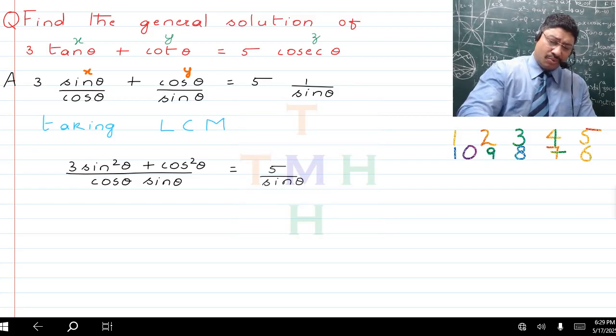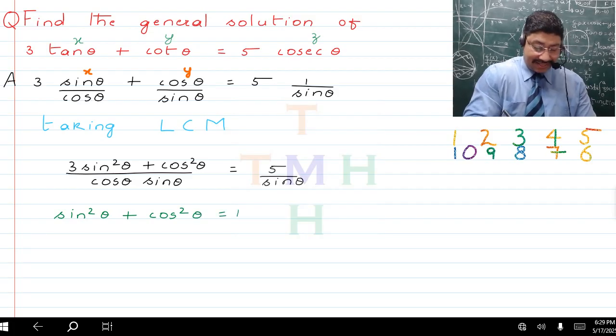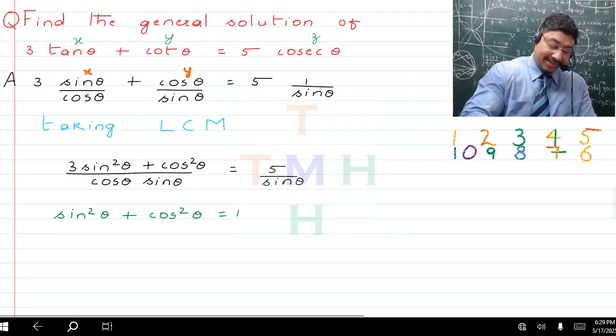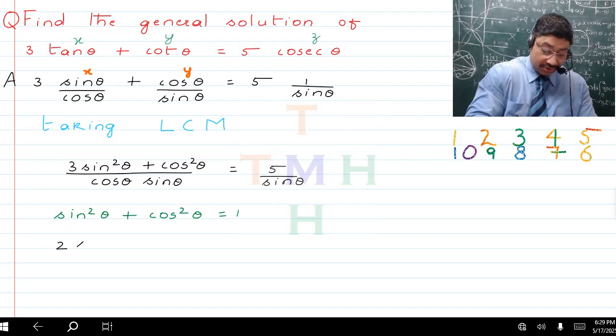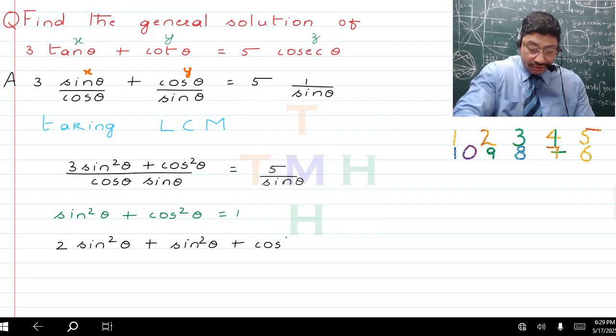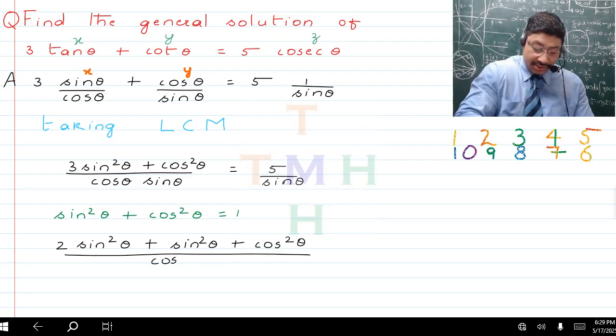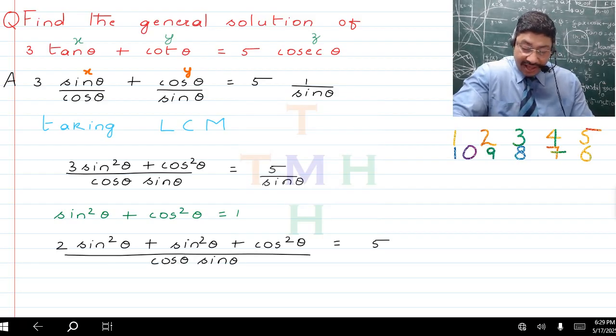So here, children, there is one thing that we can do. We know that sine square theta plus cos square theta, its sum is equal to 1. As such, here in the numerator we can write this as 2 sine square theta, to which sine square theta can be added, and further to that can be added cos square theta, and in the denominator you have cos theta sine theta, and that, children, further is going to become equal to 5 upon sine theta, right?